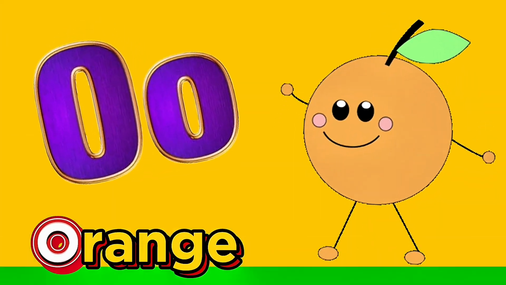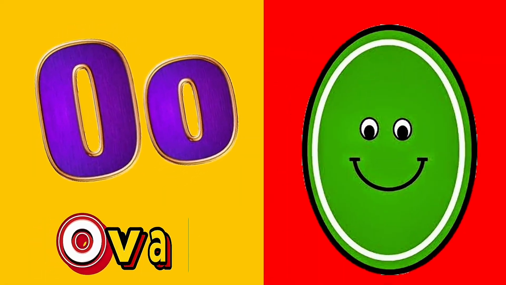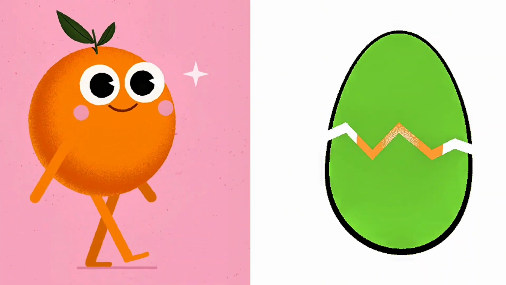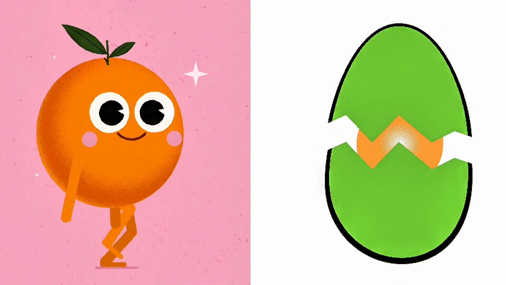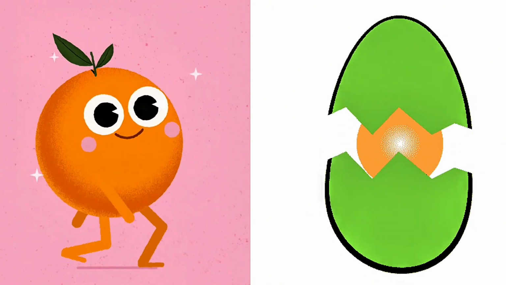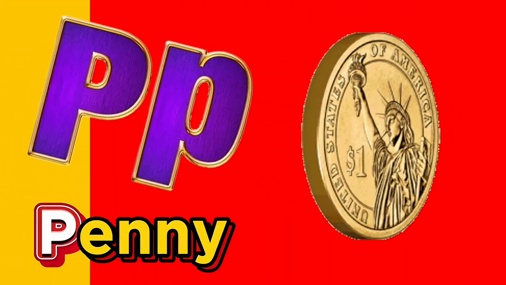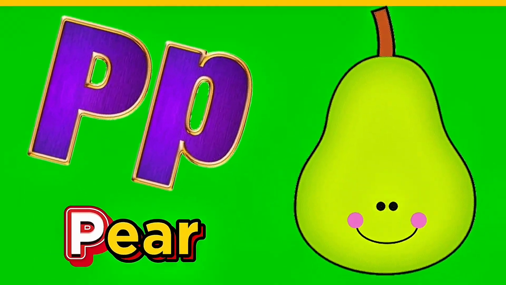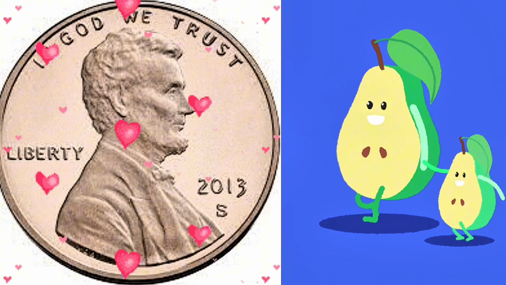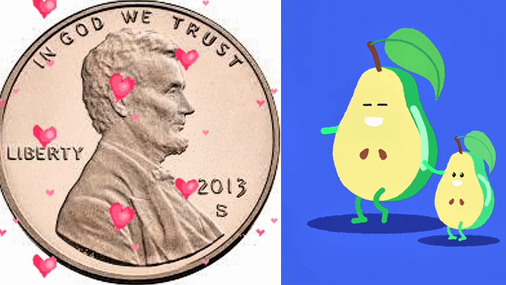O is for orange, orange. O is for oval, oval. O is for orange. O is for oval. P is for penny, penny. P is for pear. Pear. P is for penny. P is for pear.